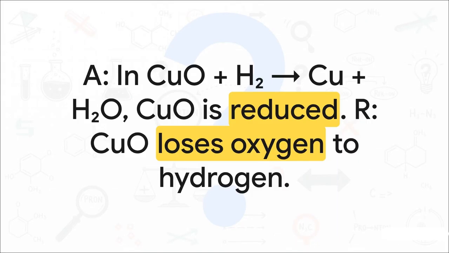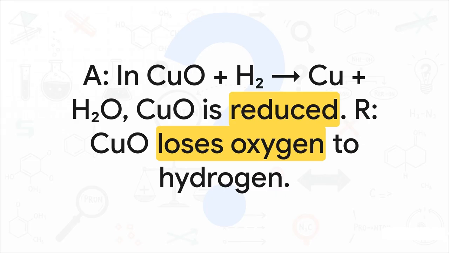Okay, let's put our redox knowledge to the test. Assertion: is the copper oxide being reduced? Well, let's see. It starts as CuO and it ends as just Cu. It lost its oxygen. And what's the definition of reduction? Loss of oxygen. So yes, the assertion is true.